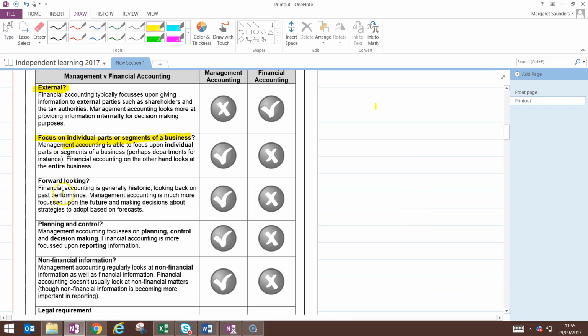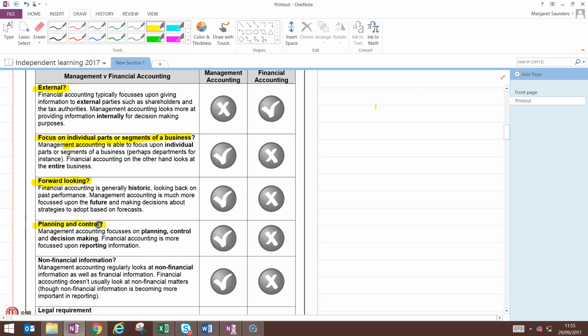Another aspect to consider is forward looking. As a management accountant, you're concerned with the future. You're planning, you're making decisions. You may use past information, but you're looking to the future. Whereas financial accounting is historic. You are reporting on what has already happened. So you're looking back.